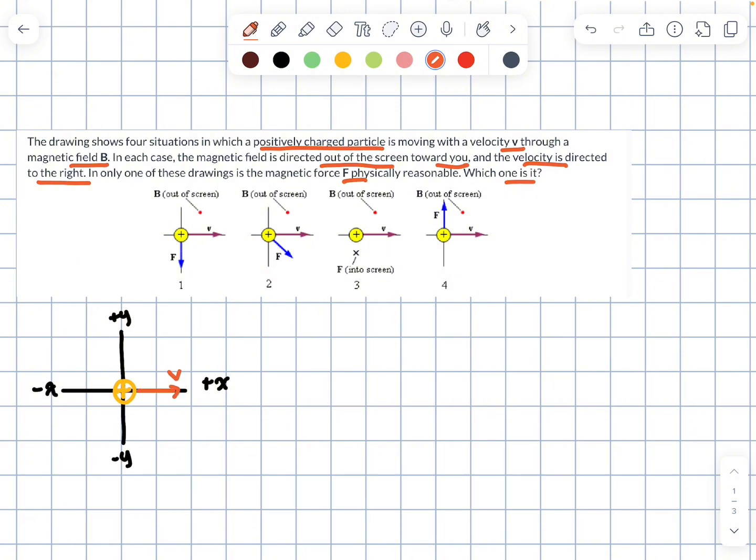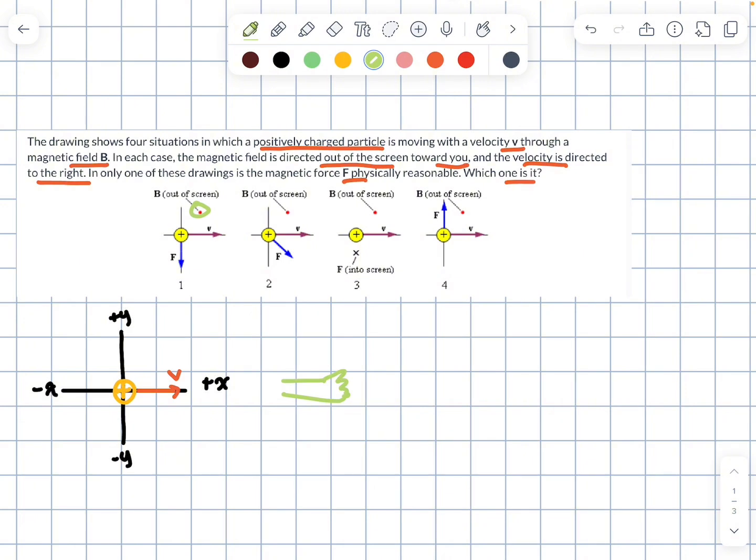Okay, and if we use the right-hand rule, which we went over in the previous problem, let's say that our hand is going to the right. Just pretend it's our hand. And then the velocity is directed to the right. And the magnetic field is directed out of the screen towards you, which we can see here. It's out of the screen towards us. In one of these drawings, magnetic force F is physically reasonable.